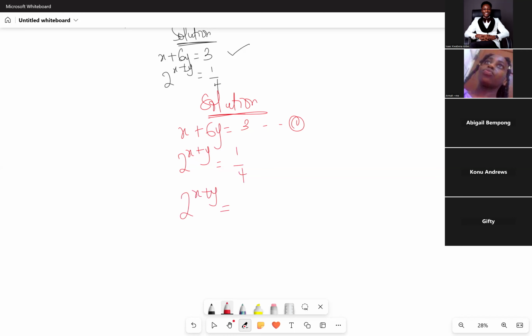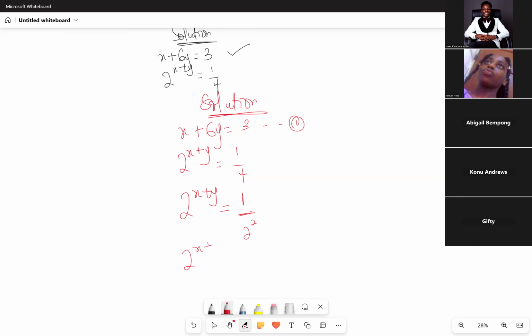So 2 exponent x plus y is equal to 2 exponent negative 2, or 1 over 2 exponent 2. Yeah, sorry. So how do I even put it? Okay, let's go in steps. 1 over 2 exponent 2 first, then 2 exponent x plus y.